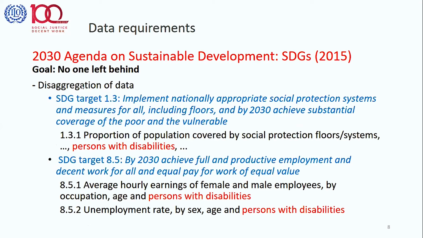The 2030 Agenda for Sustainable Development also identifies persons with disabilities as one of the vulnerable groups and calls for their empowerment. Within the 2030 SDG indicator framework, there are three labor market indicators that require disaggregation by disability status under Goal 1 and under Goal 8. The first, under Goal 1, is the proportion of population covered by social protection systems, for persons with disabilities. Under Goal 8, we have two indicators: average hourly earnings by disability status and unemployment rate by disability status.